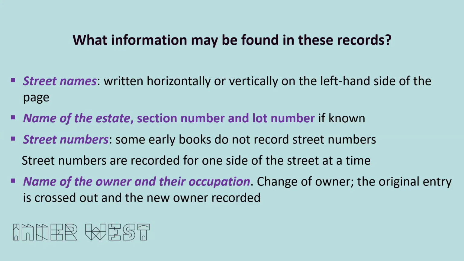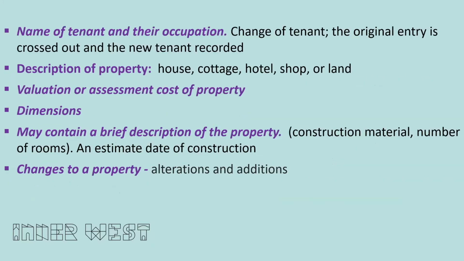Name of the owner and the occupation. Change of owner, the original entry is crossed out and the new owner recorded. Name of tenant and the occupation. Change of tenant, the original entry is crossed out and the new tenant recorded. Description of property, whether it be a house, cottage, hotel, shop or land.